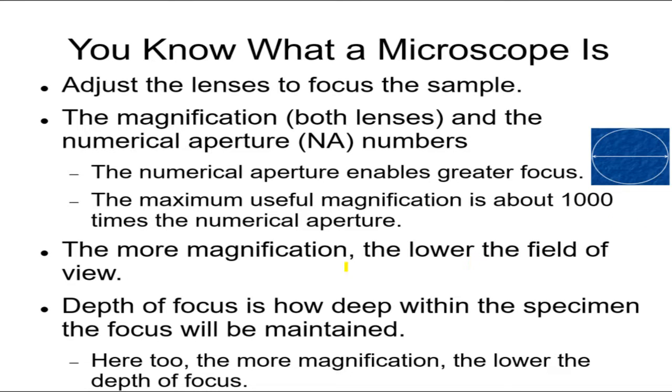So the more magnification you have, the lower the field of view. With a low magnification, say 10 times, you'll see the finger and the thumb appear in the field of view. But if you magnify another 20 times, you can only see the needle inside this field of view, and you're not going to see any of the thumb or the finger. So the more magnification you have, the lower the field of view.